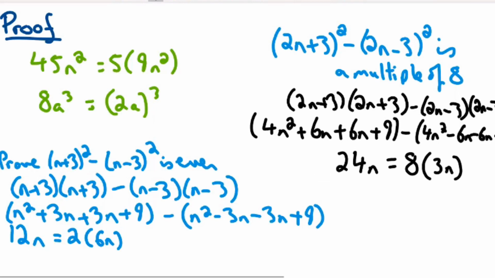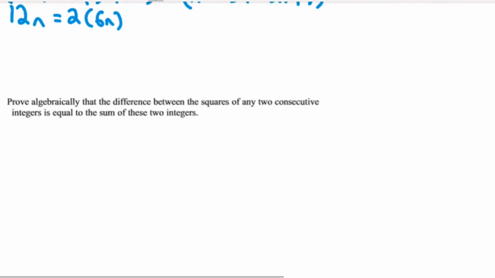Okay, with that, let's have a look at an actual exam question. Now, the questions may not always give you the expressions in terms of actual numbers and symbols already that you're going to have to be working with. You may have to work out what the expressions are yourself first. Here the question is asking to prove algebraically that the difference between the squares of any two consecutive integers is equal to the sum of these two integers.